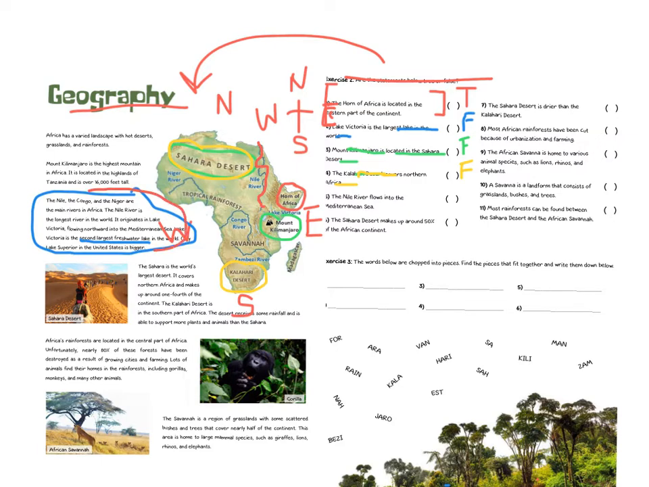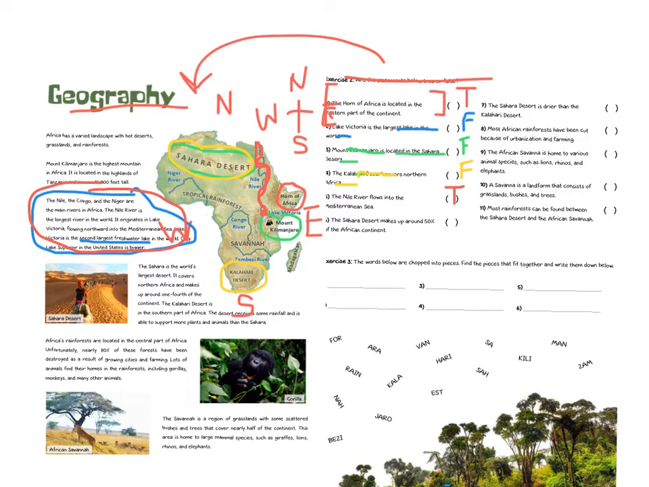In this paragraph, it talks about the Nile River. It says the Nile River is the longest river in the world. It originates in Lake Victoria, so it starts at Lake Victoria. And yes, it flows northward into the Mediterranean Sea. So this was a true, finally a true.